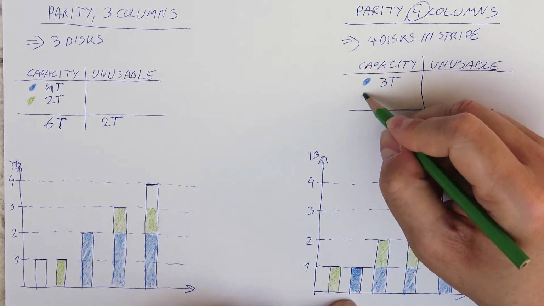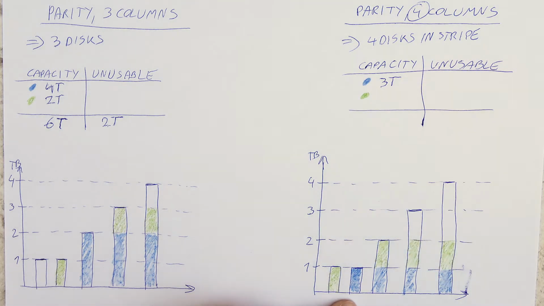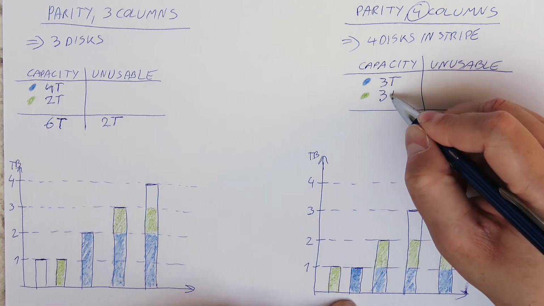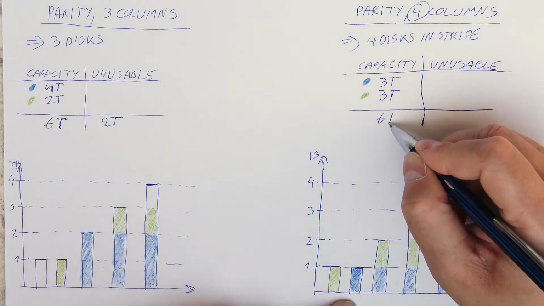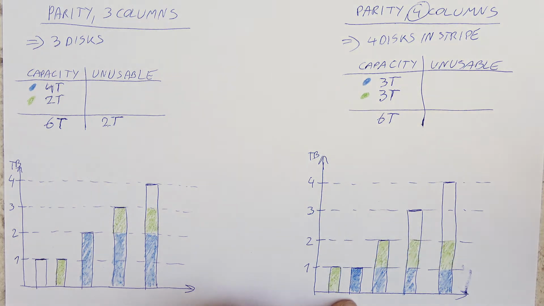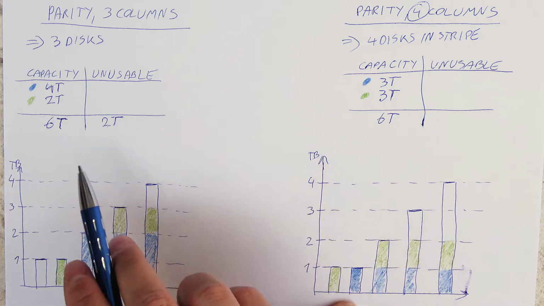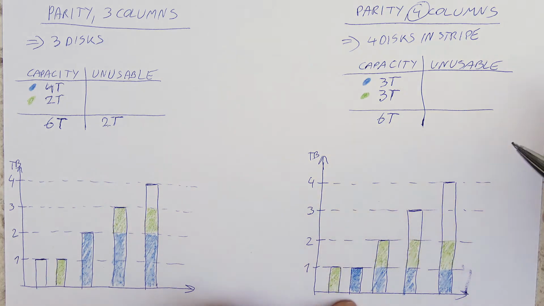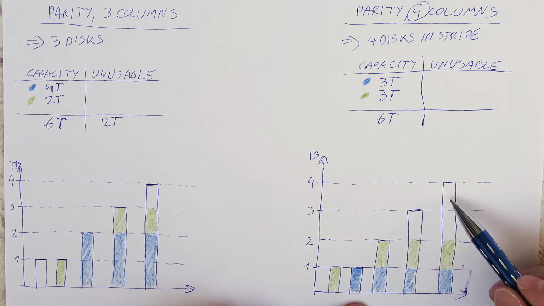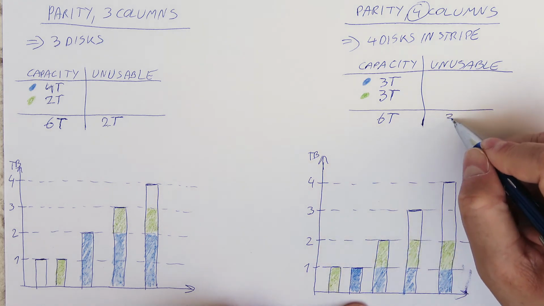So this green stripe has 4 terabytes raw disk space, but one less, that means 3 terabyte capacity. Total capacity is 6 terabyte. Same as with 3 columns. Interesting, huh? But unusable space is now 1, 2, 3 terabytes.